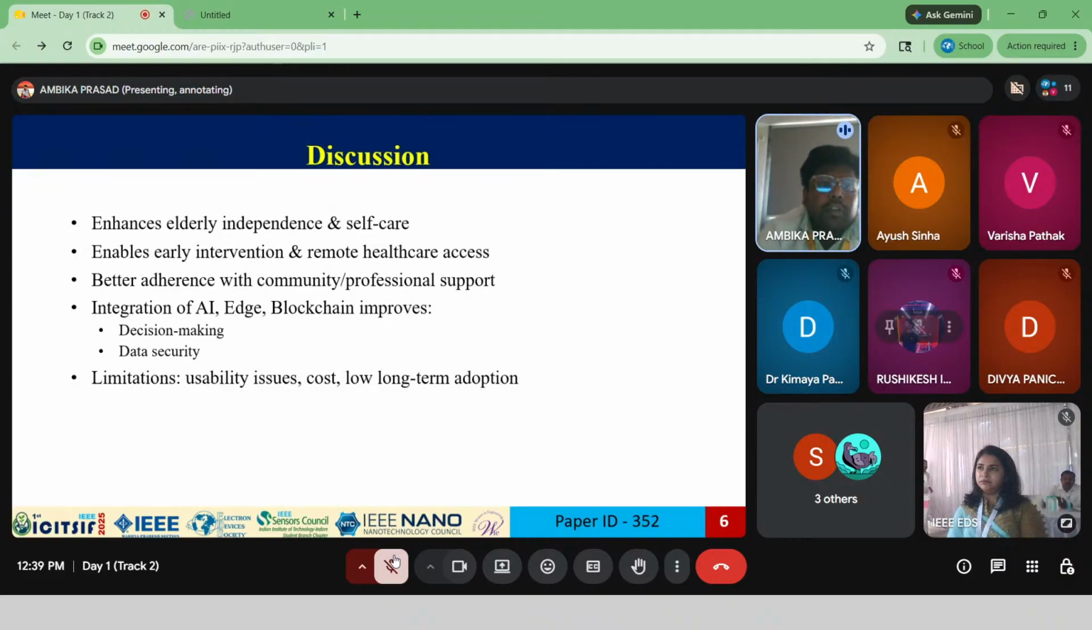The integration of AI, IoT, and blockchain helps improve decision making and data security. However, certain limitations are also there, like usability issues, cost, and low long-term adoption.